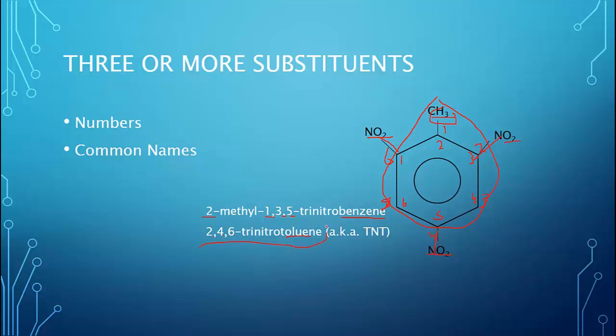When they give us this kind of name, the 2,4,6 trinitrotoluene, we need to know what toluene is. We draw the toluene, and then in the positions 2, 4, and 6, we identify the different substituents, knowing that methyl is always going to be in the 1 because it's toluene. So 2, 4, and 6, and we put our nitro.